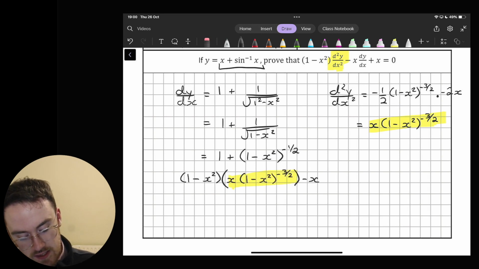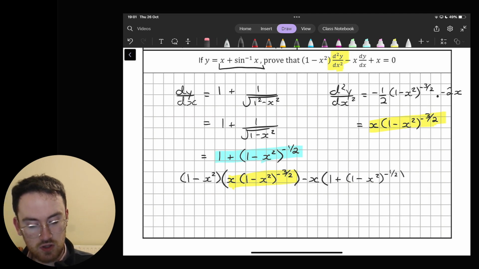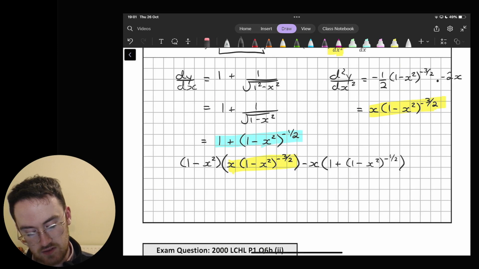Minus x times my first derivative, which was this one here. So my first derivative was 1 plus (1 minus x squared) to the power of 1 over 2. And we want to see, is that going to be equal to 0? Want to know, is it going to be equal to 0? So let's just quickly have a look then.